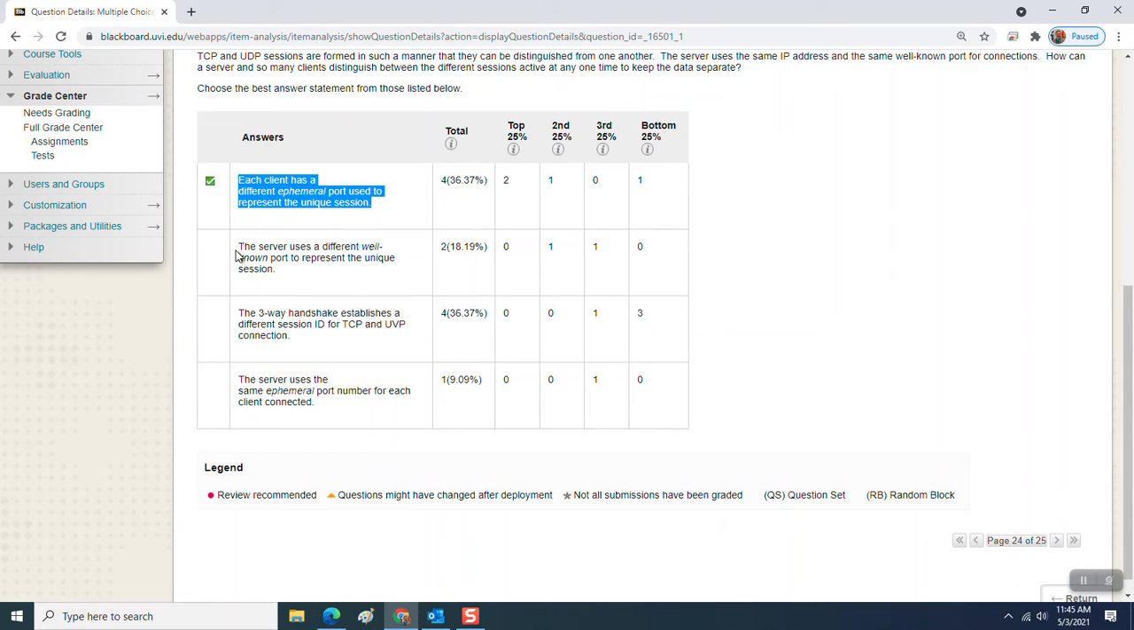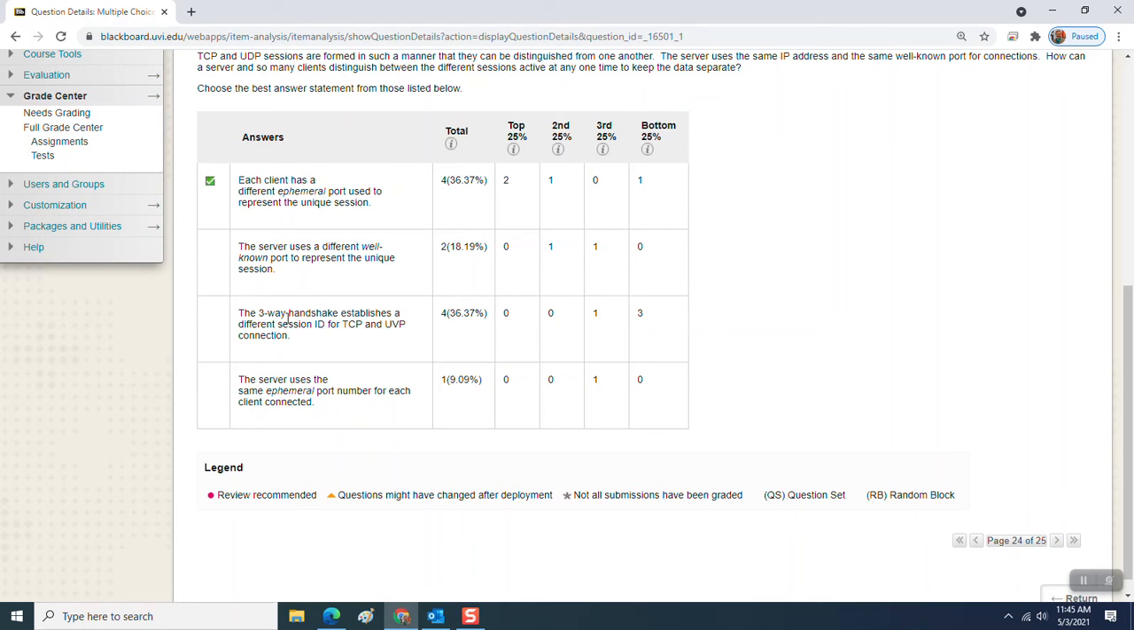Students chose the other answers. The server uses a different well-known port to represent the unique session. No, the server doesn't use a different well-known port. The server can't use a different well-known port if it's HTTP. The well-known port is 80 for each web connection, or 443 for each encrypted web connection, HTTPS. It can't use a different one.